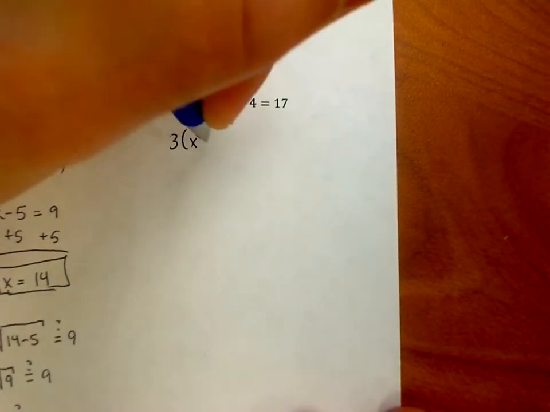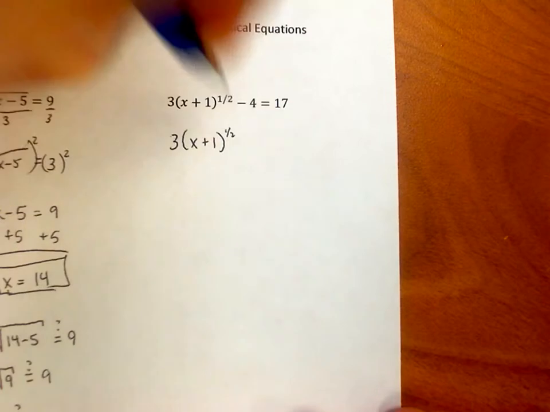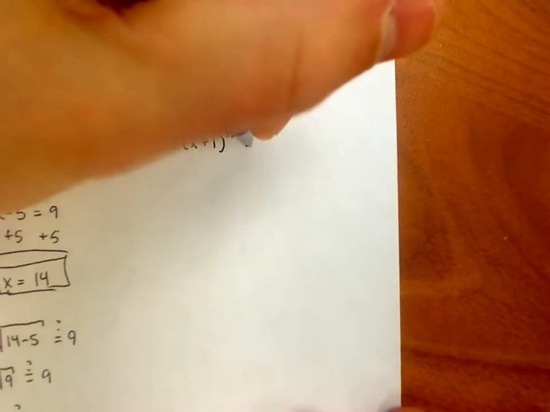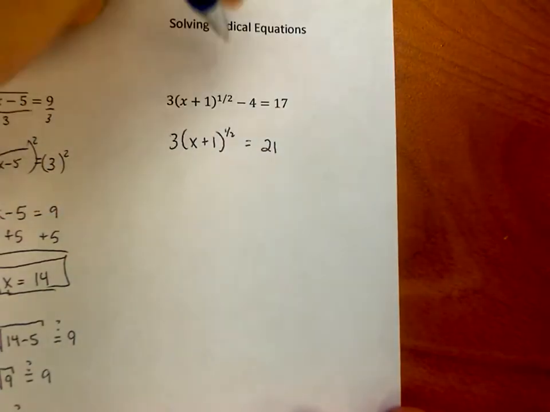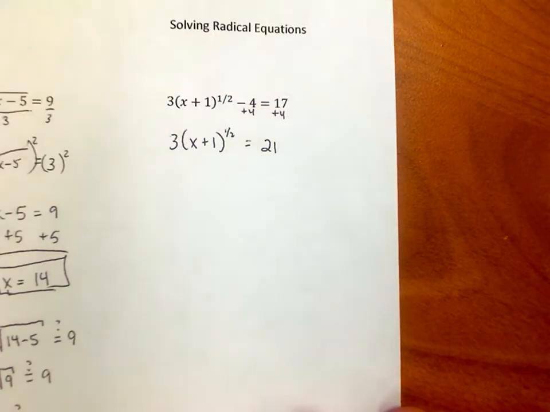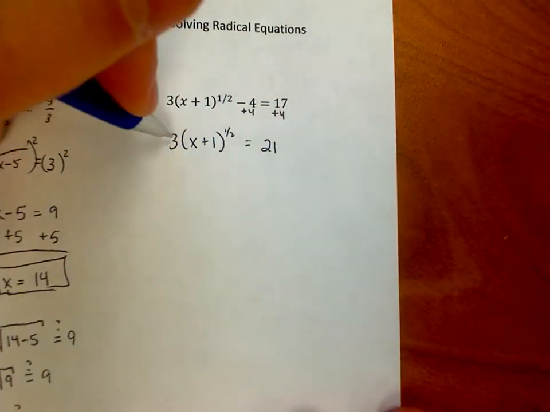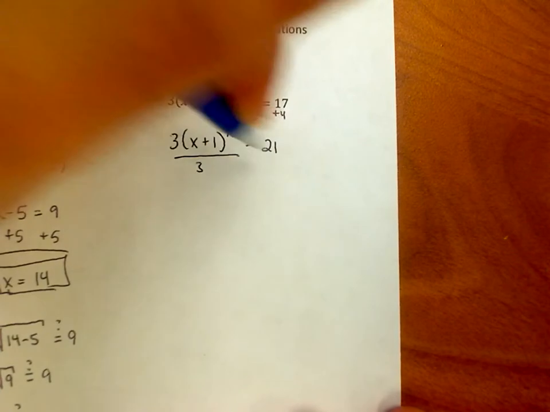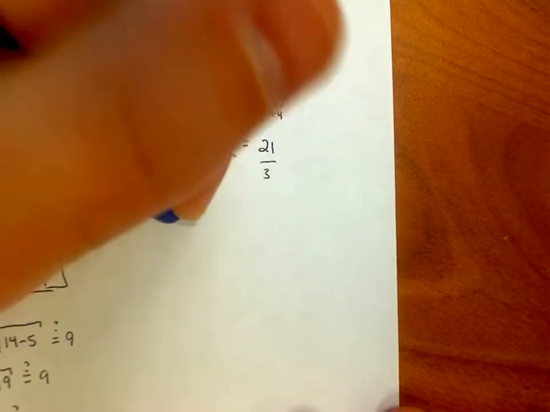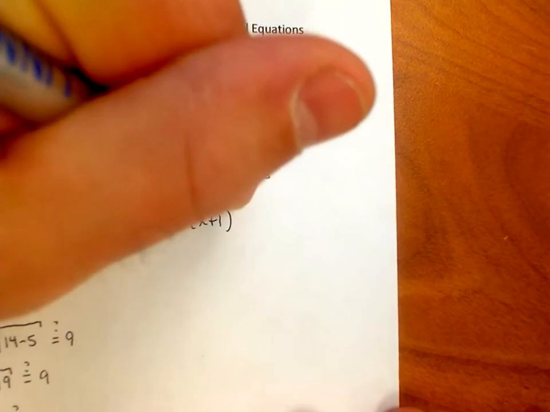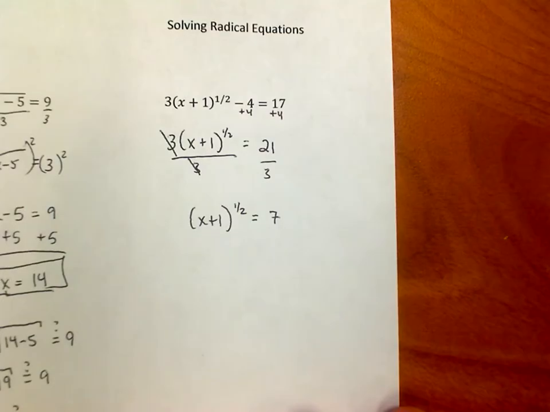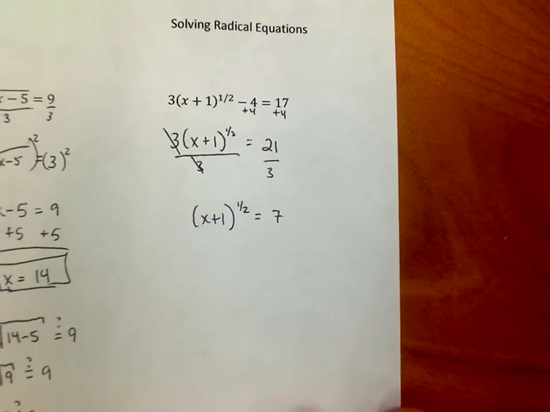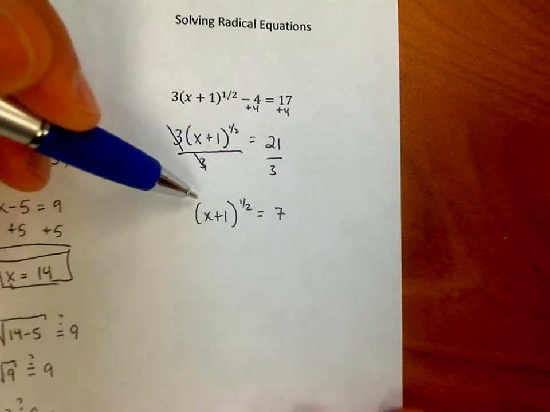3 times the square root of x plus 1, or x plus 1 to the 1/2, would be equal to 21. I got that by adding 4 to both sides. I should have written that out. Now I have 3 of these things, so I divide both sides by 3, and I'm left with x plus 1 to the 1/2 power equal to 21 divided by 3, which is 7. Remember, that's the same thing as a square root.